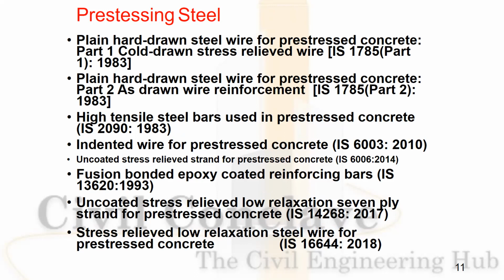Indented wire for pre-stress concreting will be IS 6003. Uncoated stress relief strand for pre-stress concreting, IS 6006. Fusion bonded epoxy coated reinforcement bars, IS 13620. Uncoated stress relieved low relaxation 7-ply strand for pre-stress concreting, IS 14628. Stress relieved low relaxation steel wire for pre-stress concreting.